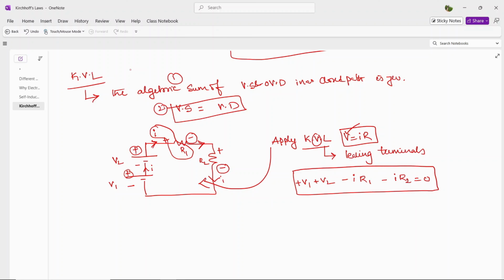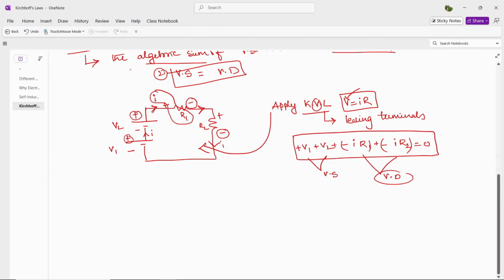The algebraic sum is V1 plus V2 minus and minus. It's plus into minus indirectly. Plus into minus is also minus. Both are the same. Since the definition I'm explaining is the algebraic sum, V1 plus V2 minus the drops I R1 and I R2 is called the algebraic sum of voltage sources and voltage drops, where V1, V2 are called voltage sources, and I R1, I R2 are called voltage drops. The algebraic sum of voltage sources and voltage drops in a closed path is equal to 0. This is how we want to understand it.